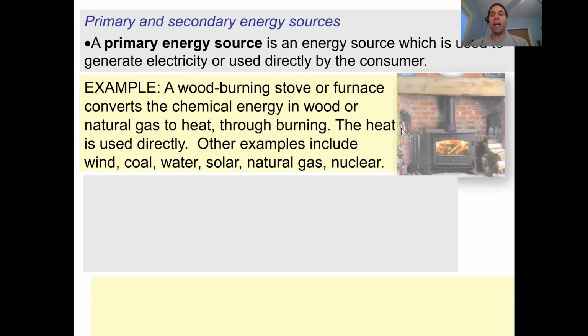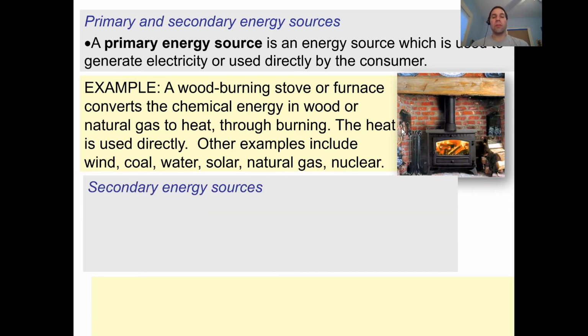So examples of that, if you look here, there's a wood burning stove or a furnace. What does it do? It converts the chemical energy in wood or natural gas to heat your home, okay, or cook your food, and it does that by burning. Other examples of primary energy sources are the things you see there. They're the things we typically talk about: wind energy, coal energy, water, hydroelectric is when we say water, solar energy, natural gas, and nuclear power, which we've been talking about.